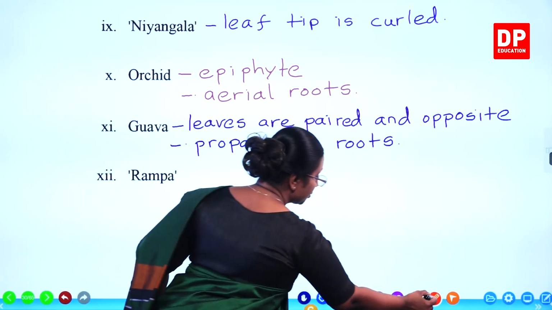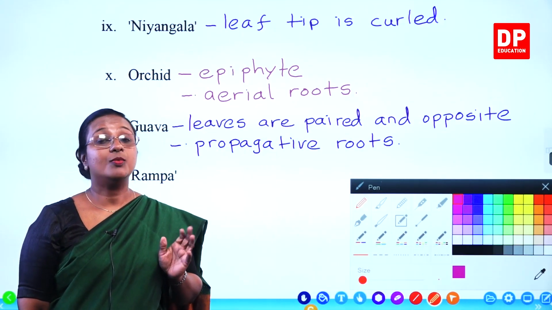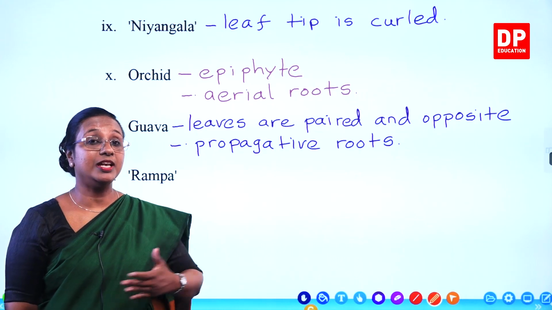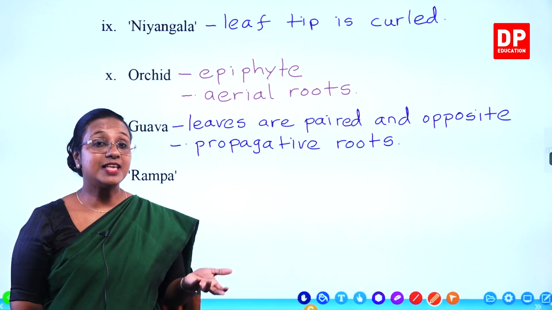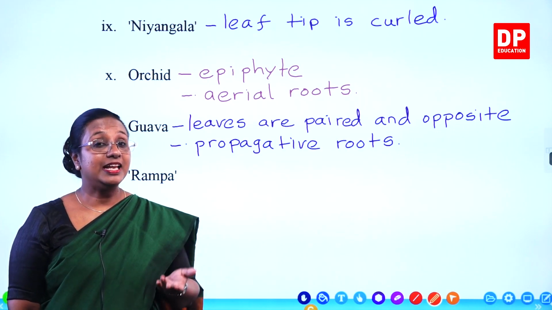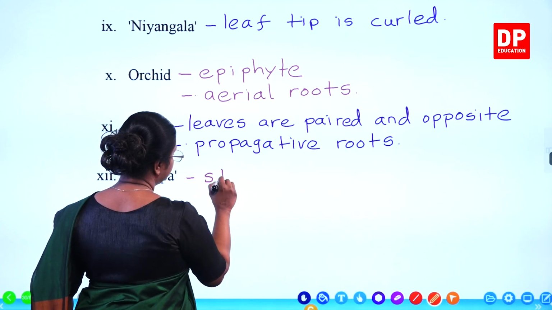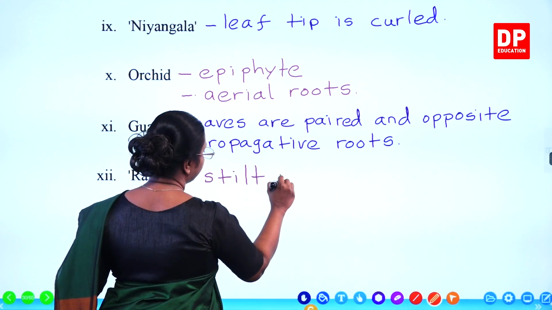What is the last one? Last one is rampe plant. What is this? It can grow in coastal areas, sandy soil environment. So what does it need? It needs stilt roots. So the special adaptation is stilt root.